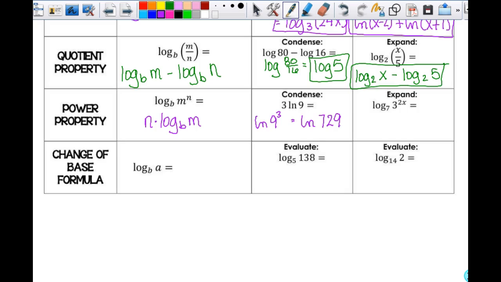And if you think about it, it's not that bad. 9 times 9 is 81. 81 times 9, well, 9 times 80 is 720, and then 9 times 1 is 9. So there's your answer right there.